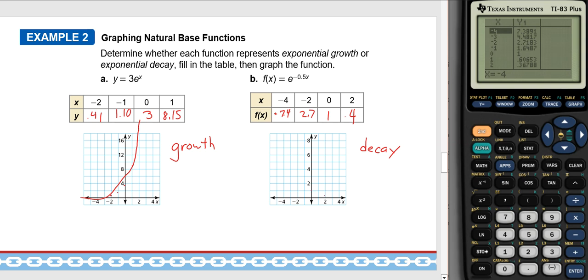So we come in, we graph our points. So a little better there. It's still not a very smooth line, but you get the idea. So we get that exponential decay. And again, that exponential decay comes from that negative in the exponent.